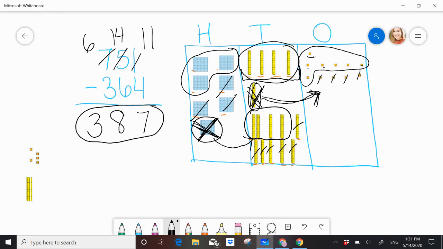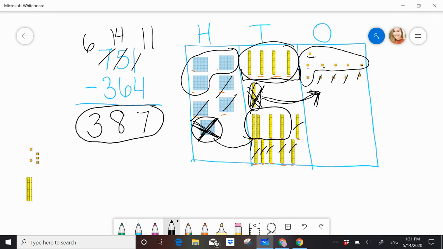Boys and girls, this example is meant to show you that sometimes you'll need to regroup in the ones, sometimes you'll need to regroup in the tens, but sometimes you'll need to regroup in both, and that's okay. Don't panic. Just think to yourself, more on the top, no need to stop. More on the floor, go next door and get 10 more.